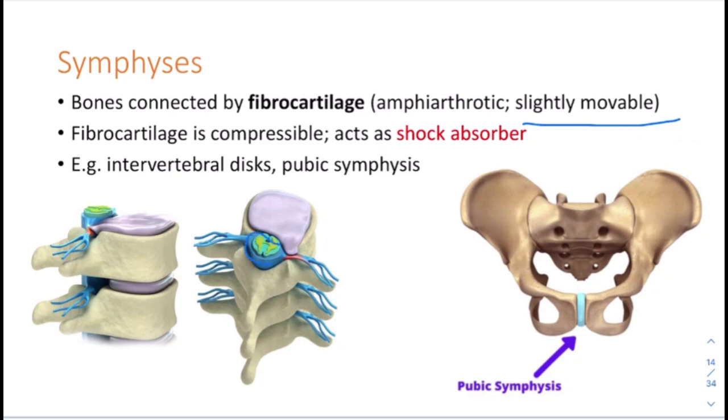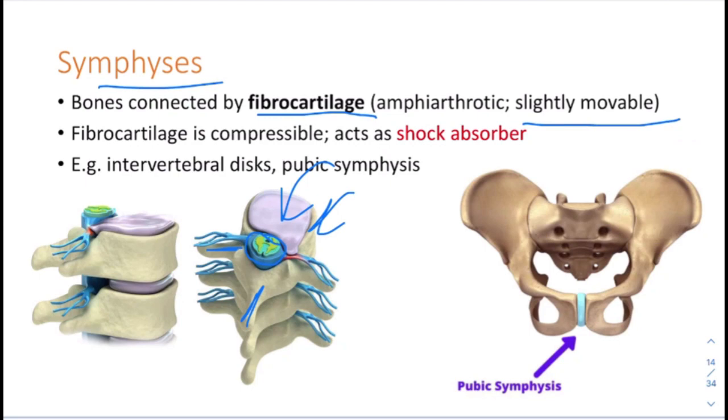So here, for example, we have the spinal cord. This is the vertebral body, and this is the transverse process and the spinous process. And right here, we have the intervertebral discs, which are fibrocartilage. They are symphyses. They're basically shock absorbers.